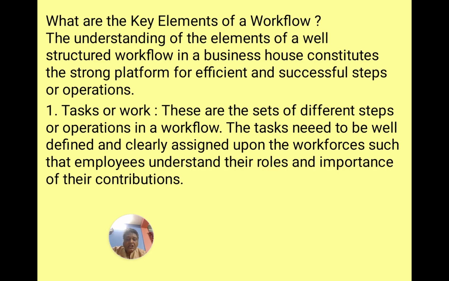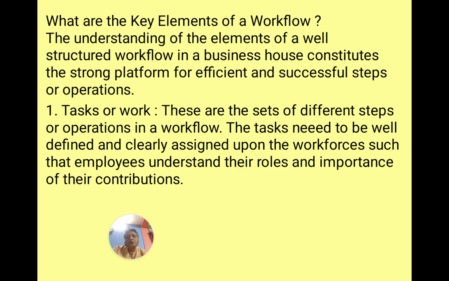So, this production job, when you are in a product-oriented organization, you are thinking of products, that some products are made at the end of the procedure or the workflow. Workflow is a set of procedures, operations, steps, whatever you say. These are the sets of different steps or operations in a workflow.